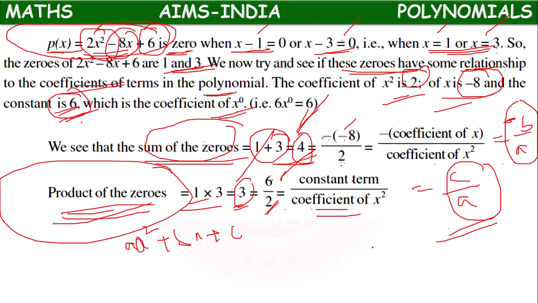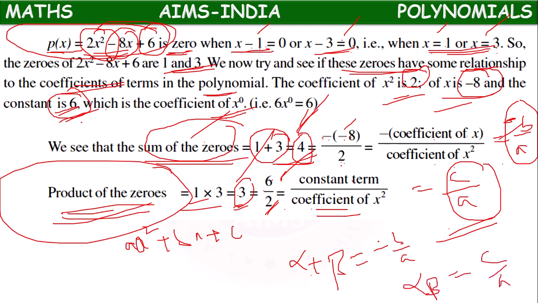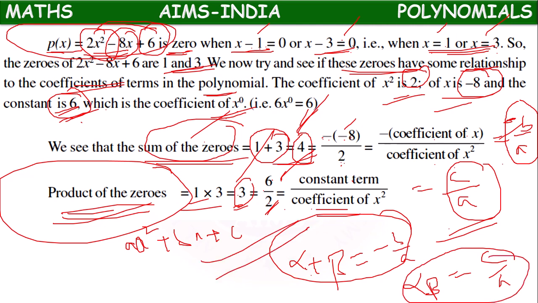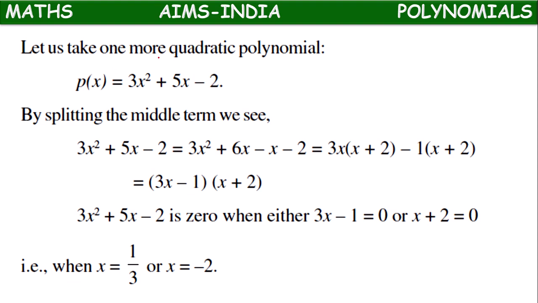So like this we can relate zeros and the coefficients. If the roots are alpha and beta, then alpha plus beta equals minus b by a, and alpha beta equals c by a. In this way, for a quadratic polynomial, we can establish a relationship between the zeros and the coefficients. Next, let's take some more quadratic polynomials. p of x equal to 3x square plus 5x minus 2.